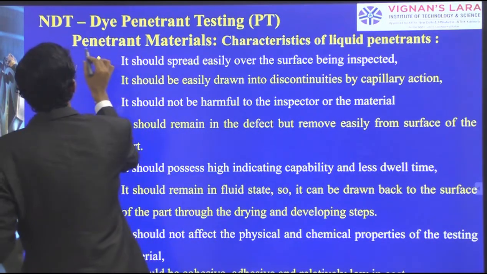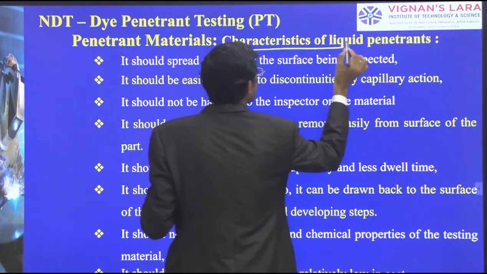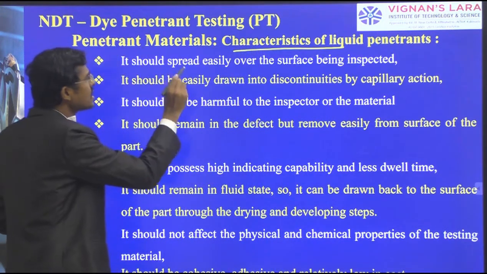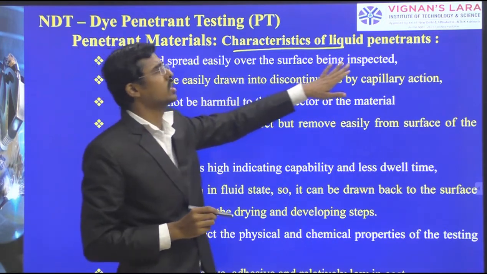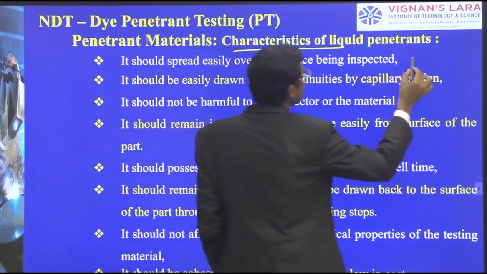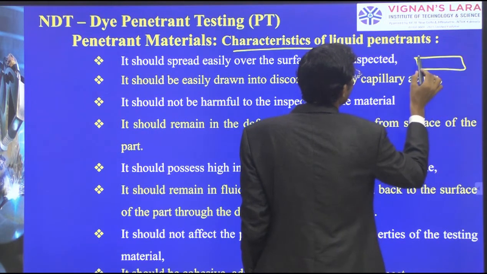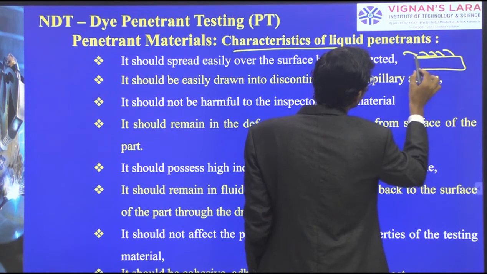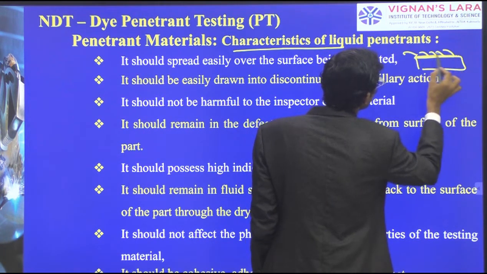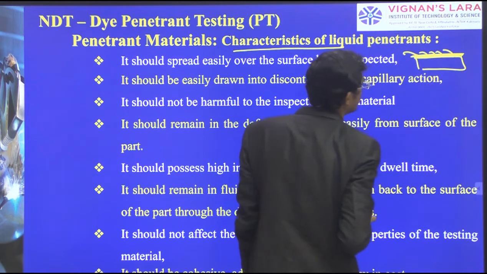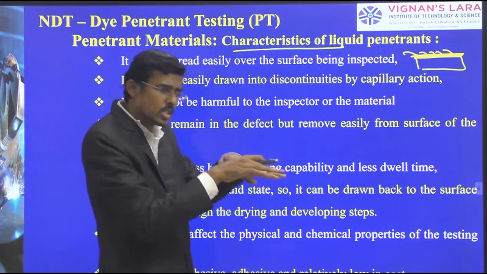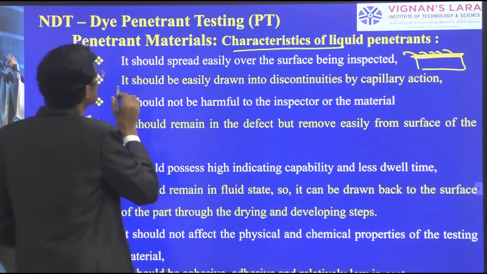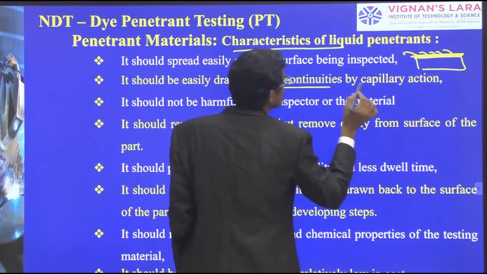So generally I am writing here, penetrant material should have some characteristics of liquid penetrants. It should spread easily over the surface being inspected. We have a surface here, and from one end we are pouring; everywhere we pour, it should spread equally and be distributed over all the zones. It should be distributed very well. So the viscosity should be very low, then automatically it flows easily. It should be easily drawn into the discontinuities by capillary action.